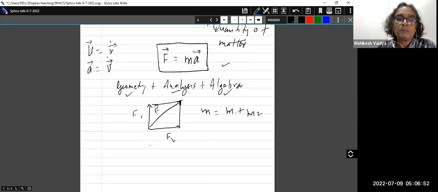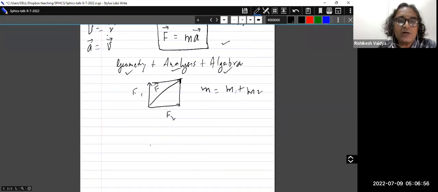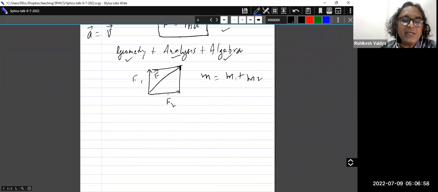Now of course Newton did not conceive of this law in this form, F equals ma. He in fact defined a quantity called quantity of motion.